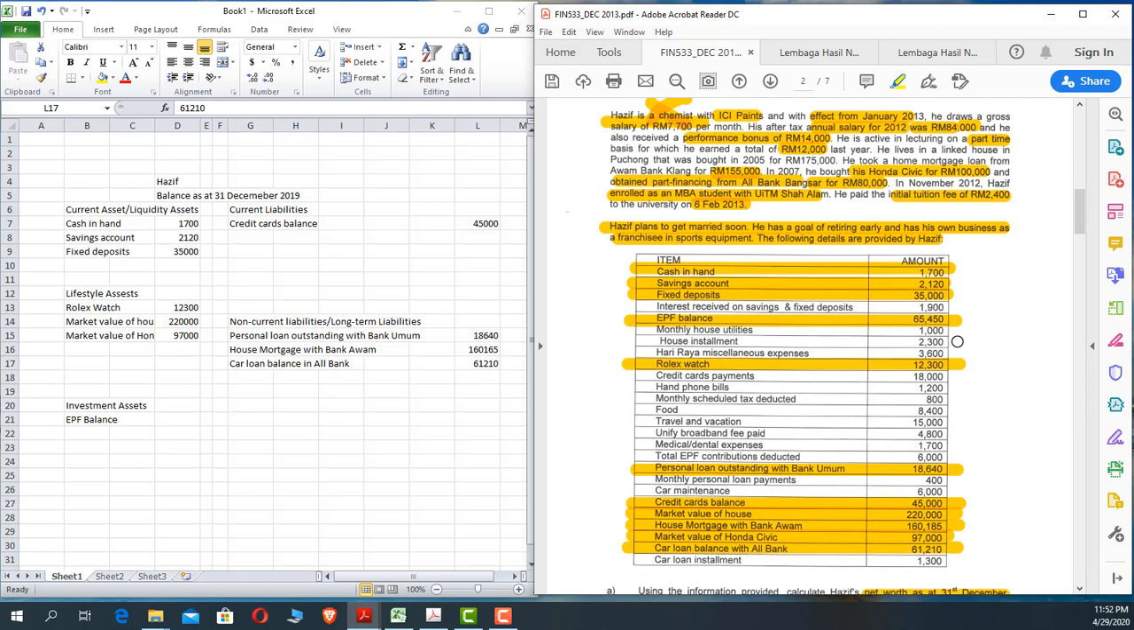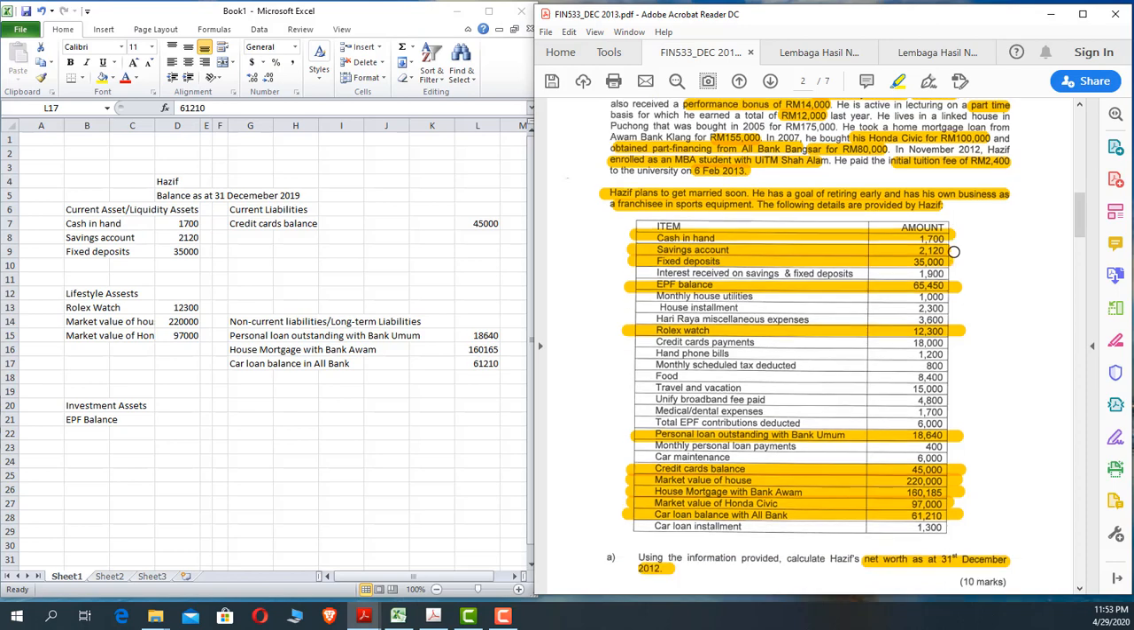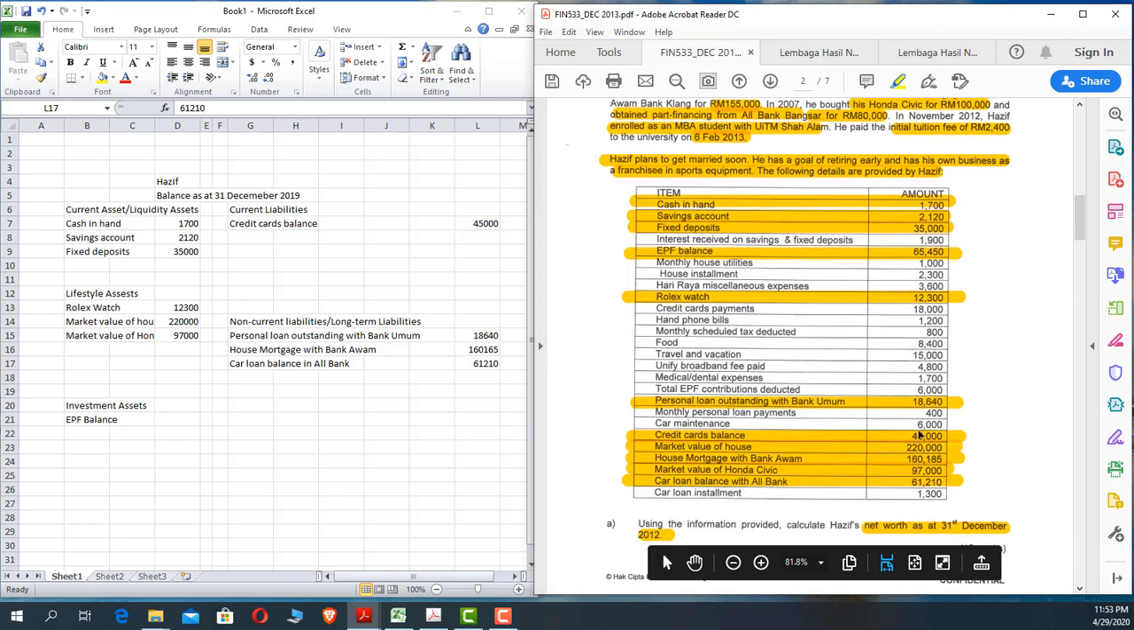Sebab kat sini kalau awak tengok, okay, he live in a link house Puchong, yang dibeli pada tahun 2015 ialah 175, and also he took a home mortgage in 2007. So that's mean that this is the house for the market value, and then this is all the information that he give for the 2012. So that's all this information you must calculate sama ada dalam balance sheet ataupun dalam cash flow statement.